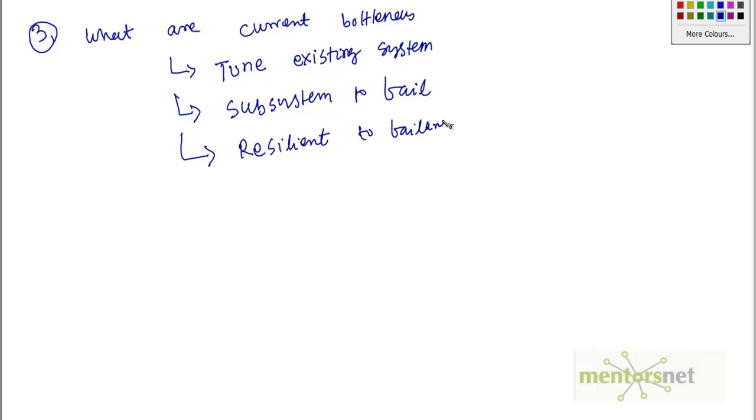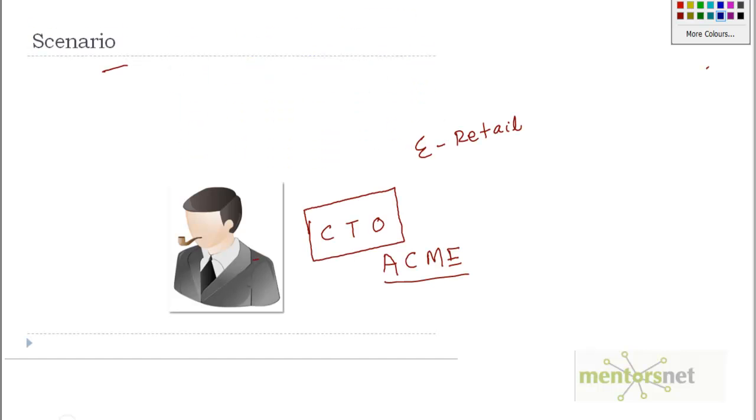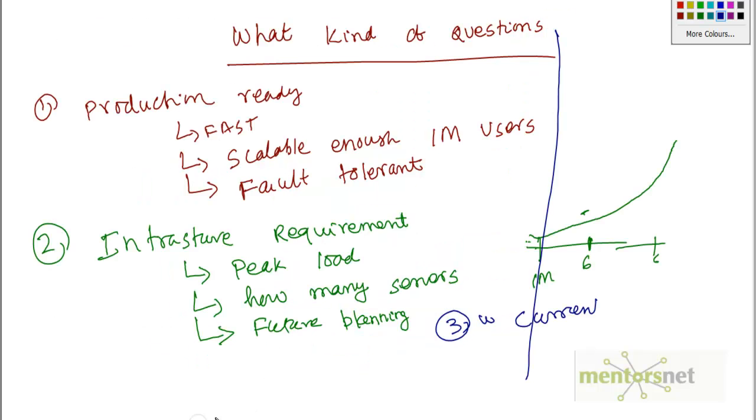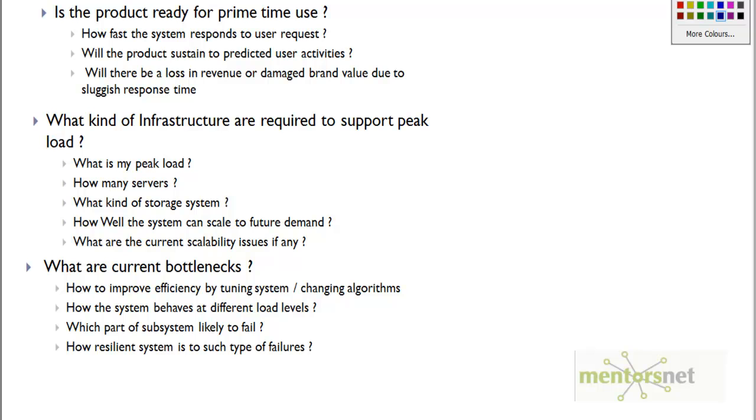Essentially, what I would be worried about as a CTO of a company, when I'm about to do a production release of a system, is these kinds of questions. So what I have done here is just summarize those things.